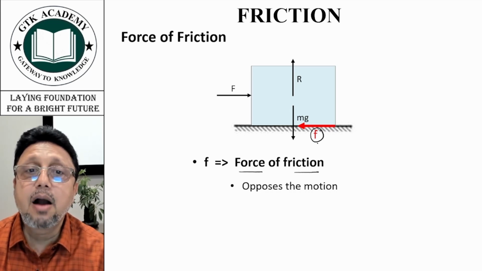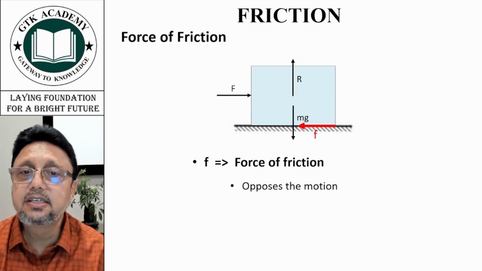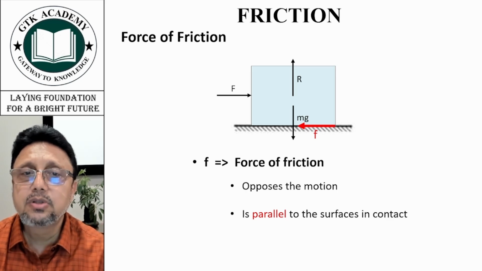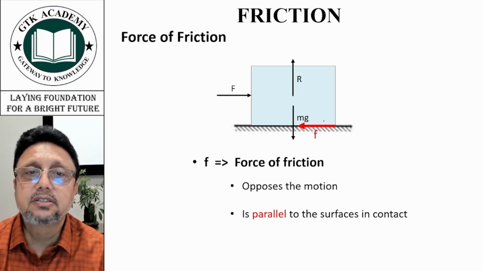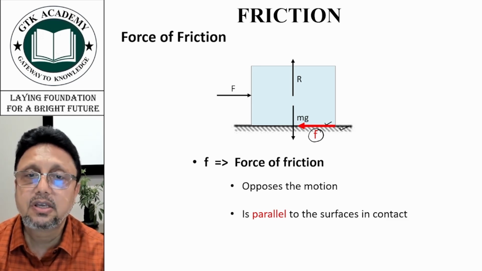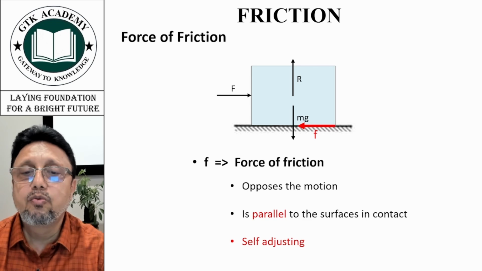It opposes the motion. First, please understand this is the basic definition of friction. It is parallel to the surfaces in contact. See, this is one surface and this is the other surface of the block. This friction is parallel to the surface in contact and it is self-adjusting.